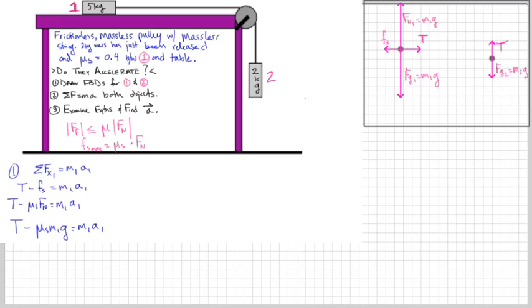And that normal force I already found from my free body diagram on my first object of 5 kilograms. That normal force is just m1g, or 5 kilograms times the acceleration due to gravity. So I have that in there: T minus mu s times mass 1 times g equals mass 1 times a1.